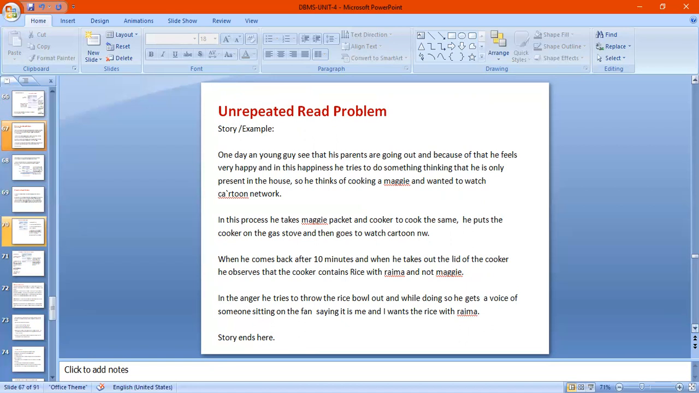In this process, he takes a Maggie packet and a cooker to cook it. He puts the cooker on the gas stove and then goes to watch cartoons. When he comes back after 10 minutes and takes off the lid of the cooker, he observes that the cooker contains rice with rajma and not Maggie. In anger, he tries to throw the rice out, and when doing so, he hears a voice from something sitting in the fan saying, "It's me. I want the rice with rajma." Story ends here.